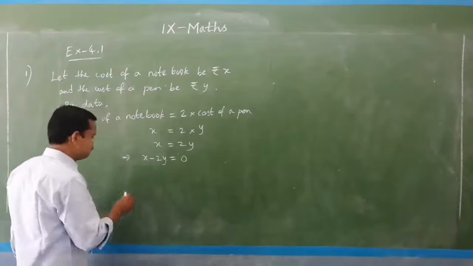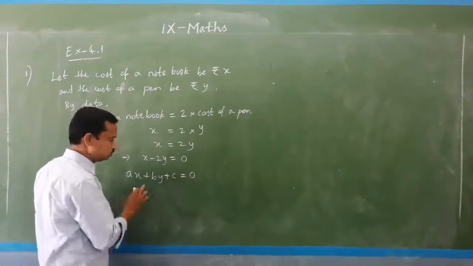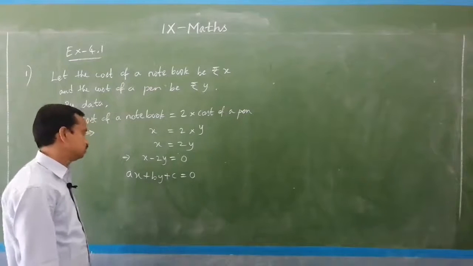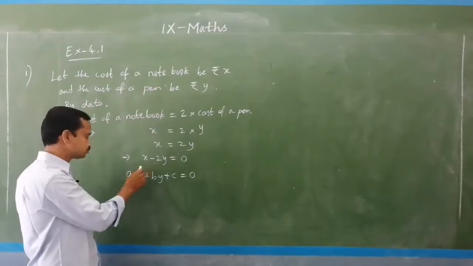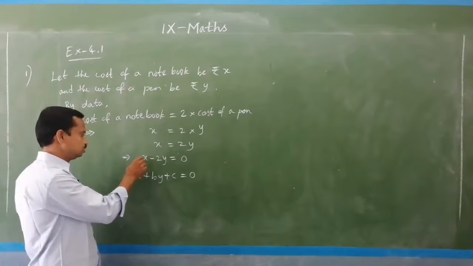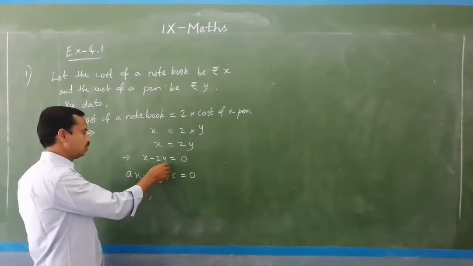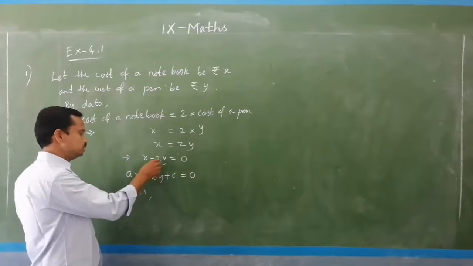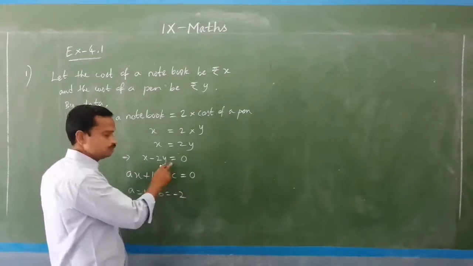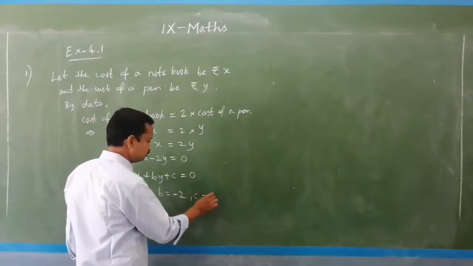While comparing with the general form ax plus by plus c equal to 0, this is the general form. Very beginning I told you the general form of a linear equation in two variables. So now here, the x coefficient is a, here the x coefficient is 1, so a equal to 1. And here it is y, the y coefficient is b, here minus 2, so b equal to minus 2. And here there is no constant, so c will be 0.